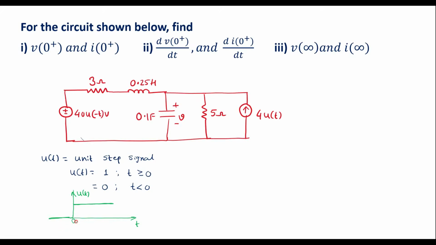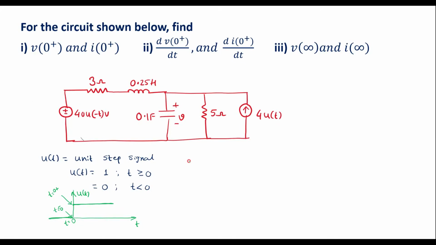Here we can see that at t equal to 0, at this point we will call it t equal to 0 minus, and at t equal to 0 minus its value is 0, and at this point we will call it t equal to 0 plus, and at t equal to 0 plus its value is 1.